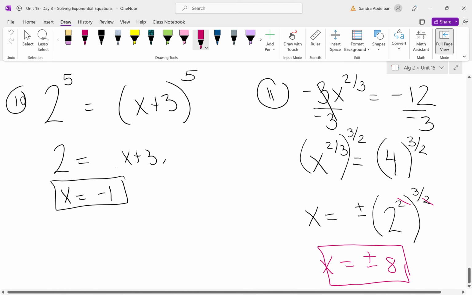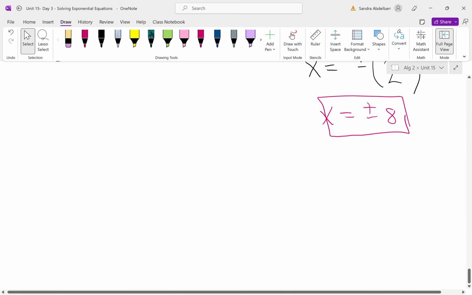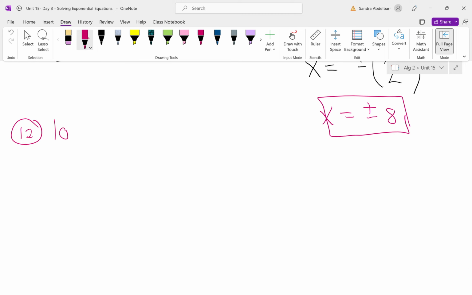Watch it. What? Watch it. I forgot log. We literally did it. Wait, which one is the exponent? The exponent is what you get, right? It's the equals.